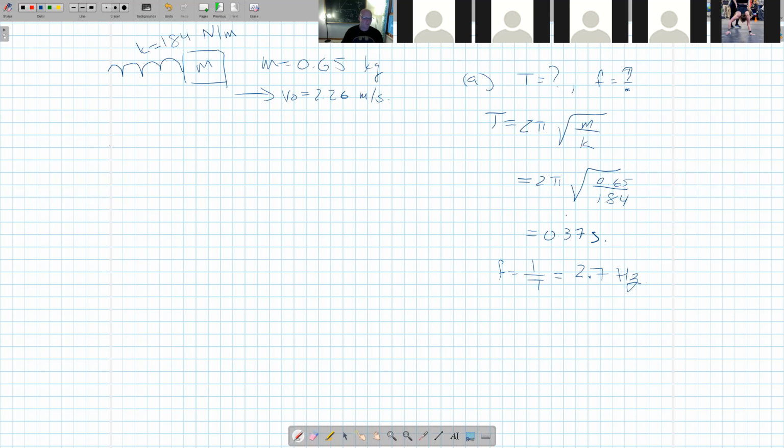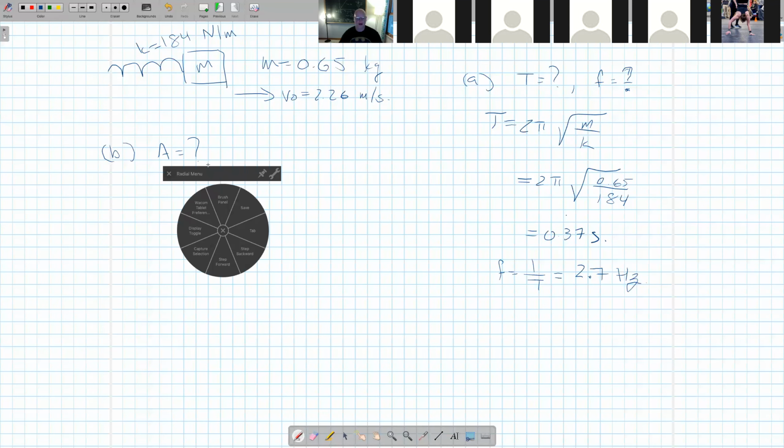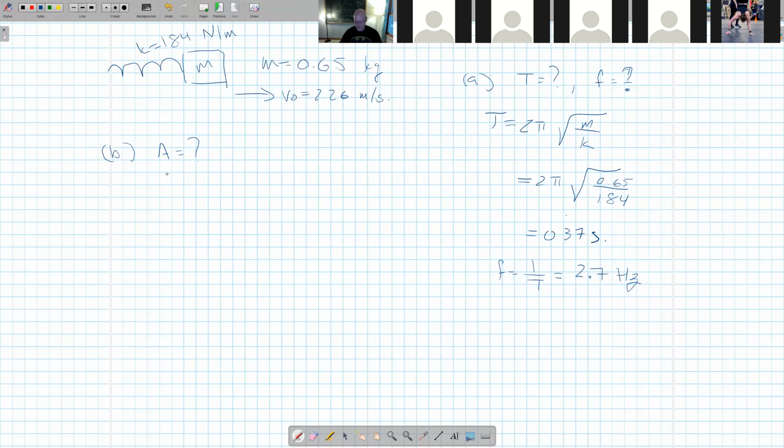Now part B. For part B, we're looking for the amplitude of oscillation. So we want to know what is the amplitude. How would I do that part of the problem? How would I find the amplitude? Any ideas? How would we find the amplitude in this case?